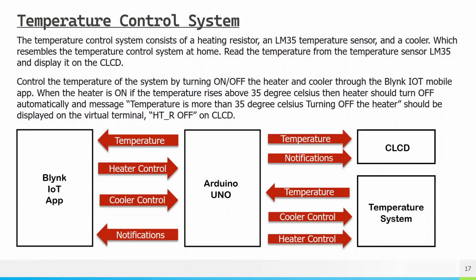Next, the temperature control system. It consists of a heating resistor, an LM35 temperature sensor and a cooler. Here we need to read the temperature from the temperature sensor and display it on the CLCD and a gauge widget in the app. We can control the temperature by turning the heater and cooler on and off through the Blynk IoT mobile app. Also, if the temperature rises above 35 degrees Celsius, the heater turns off automatically and we receive a notification in our app showing that the heater is turned off.